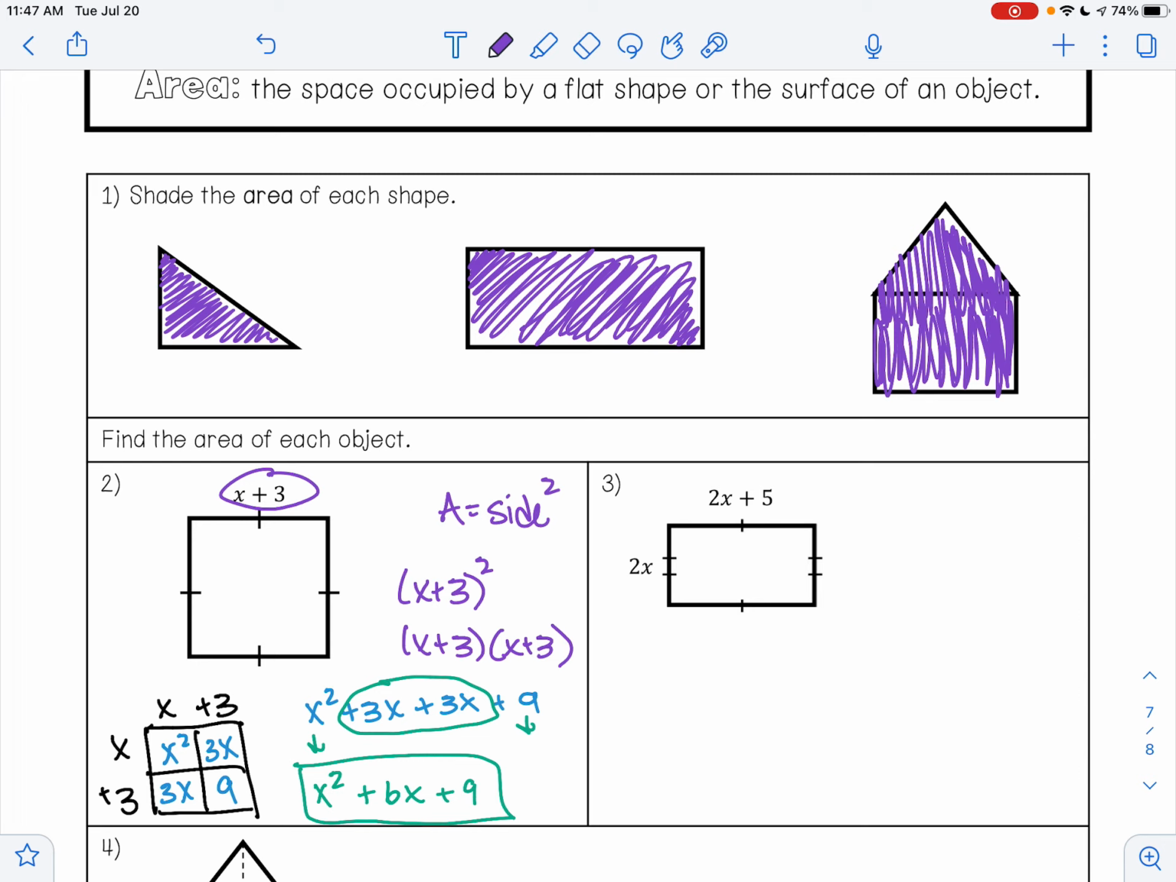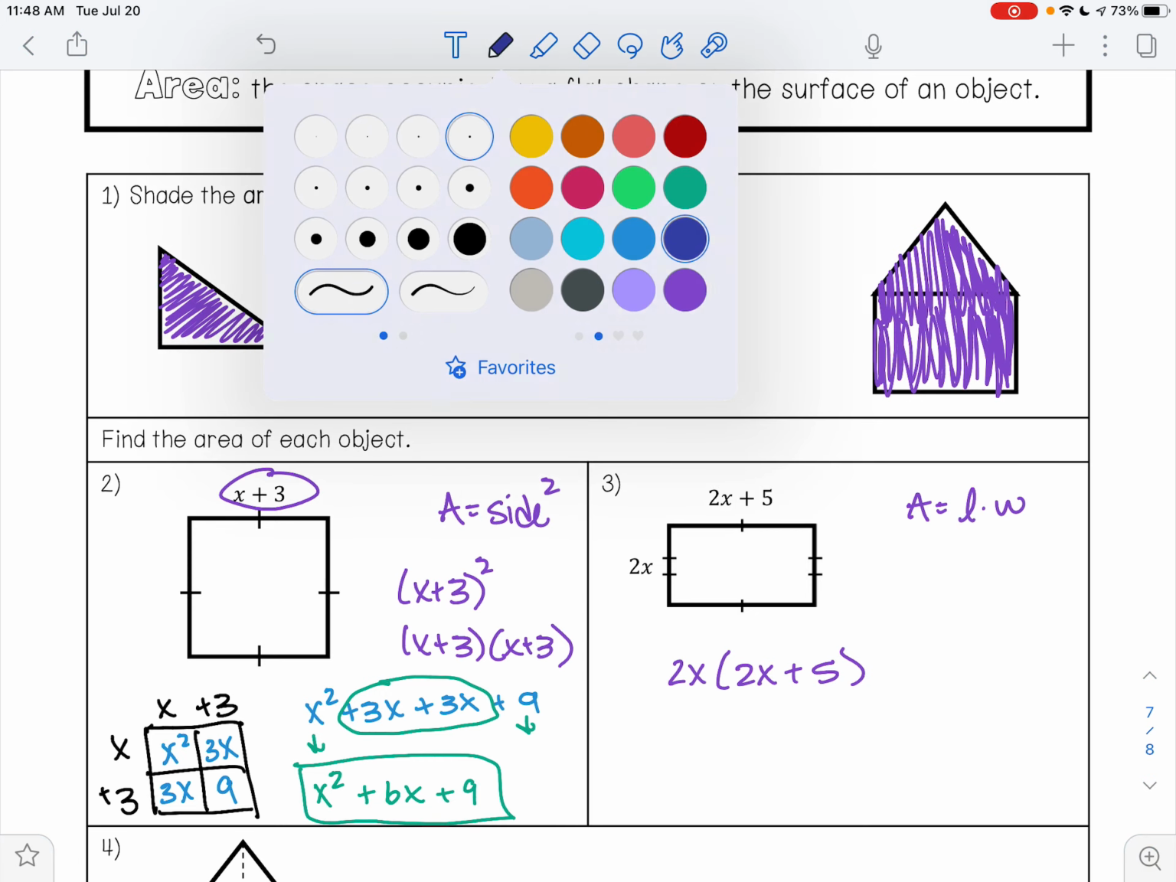If we look at example 3, I have a rectangle. I know I have a rectangle because of the congruency marks. In a rectangle, these 2 sides are the same, and these 2 sides are the same. To find the area of a rectangle, you do length times width. So in this example, I'll have 2x times 2x plus 5. To find the area, I can just go ahead and use the distributive property.